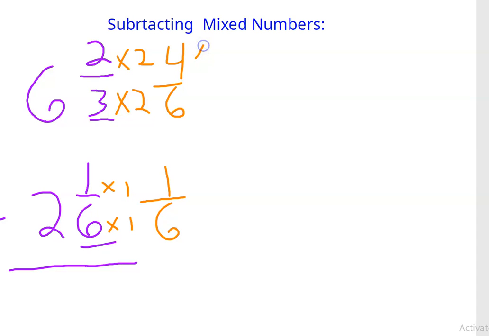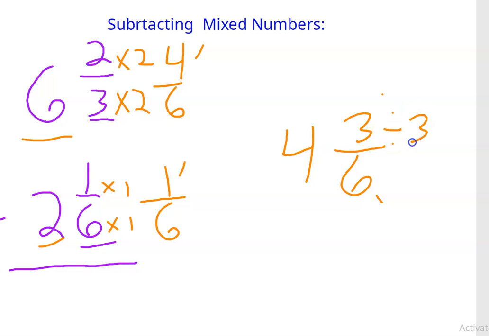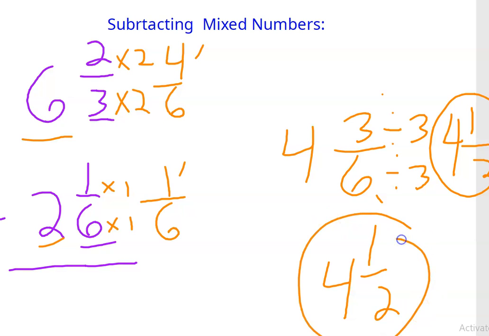So 4/6 minus 1/6 is 3/6. And then 6 minus 2 is 4. So 4 3/6 is our answer, unless, of course, we can simplify it. Can we simplify it? Yes. We see the smaller number 3 goes into the larger number 6, so we'll divide top and bottom by 3. And we get 1/2. So 4 3/6 equals 4 1/2. These are our two answers, and this is our best answer.